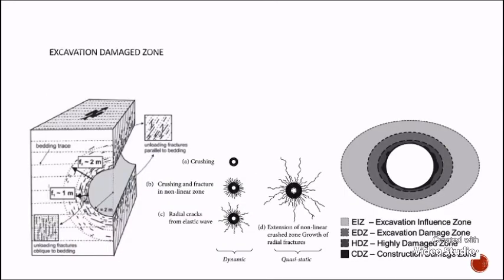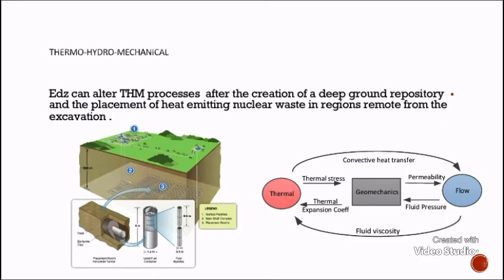From a typical geological setting in Lac du Bonnet, they saw that the granitic rock formation actually contains sparse fracturing, and when they wanted to create a large underground opening in a highly stressed formation, they actually expected to see excavation damage zones, which we show with EDZ. This EDZ can alter and change the thermo-hydro-mechanical processes after creation of a deep ground repository, and even after we place the heat-emitting fuel waste.